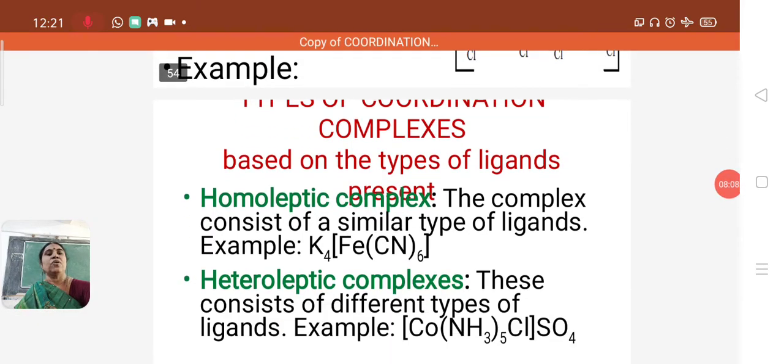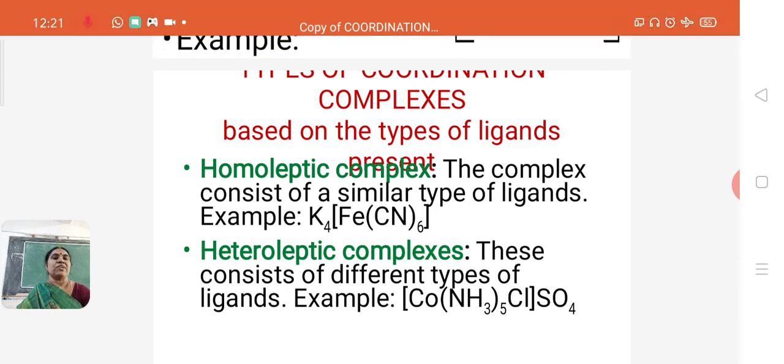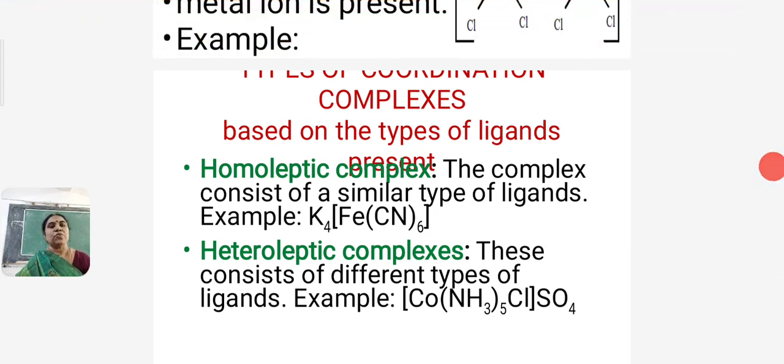Now let us see how complexes are classified based on the types of ligands present. They are broadly classified into homoleptic complexes and heteroleptic complexes. What are homoleptic complexes? Homo means same. So if a complex possesses only one kind of ligand, atoms, ions or molecules, then it is called a homoleptic complex. For example, in the potassium hexacyanoferrate complex, there is only one type of ligand present. Only CN- is the ligand present, and that is why it is called a homoleptic complex.